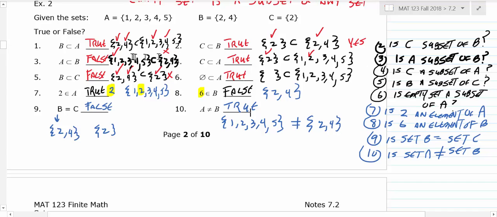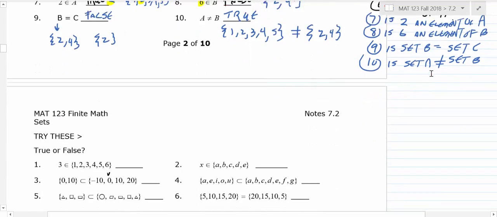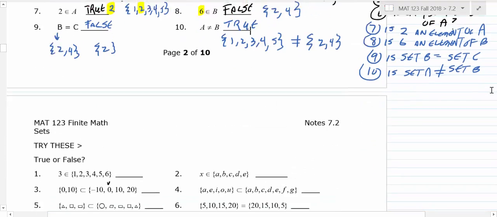Problems 1 through 6, you're asked if one set is a subset of the other. Also, do you know what the element symbol means on 7 and 8? And do you know how to determine if sets are equal or non-equal? That's all language stuff right there. So you want to clearly know the symbolism and the language when you're learning this. Okay, so let's go to the next page.